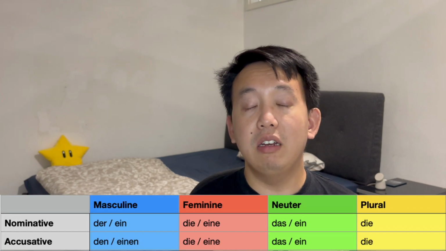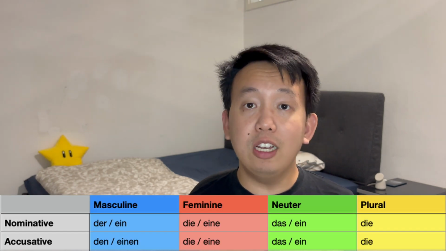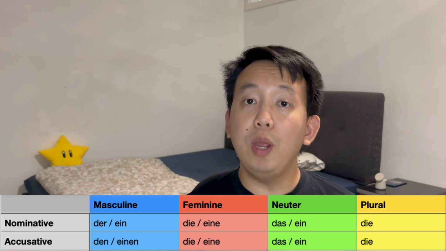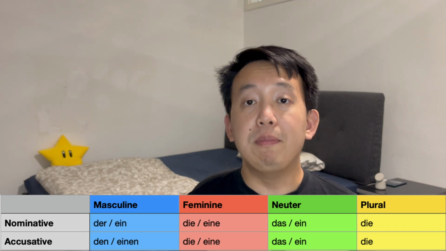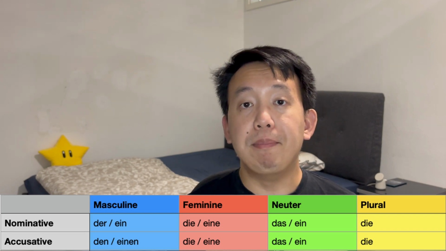So for the definite article, again, in nominative, you will have der, die, das, die. And in accusative, only the masculine will change its definite article. So instead of der, you will have den. So in accusative, you will have den, die, das, die. Let's take a look at an example. So before we had an example, the man drinks beer. Der Mann trinkt Bier. The man here is in the subject position, nominative.